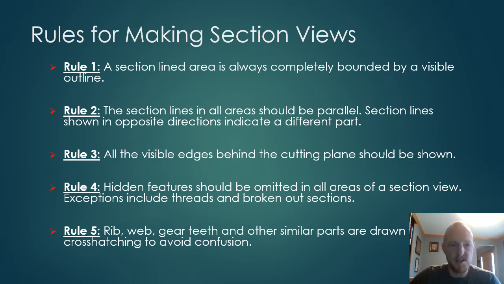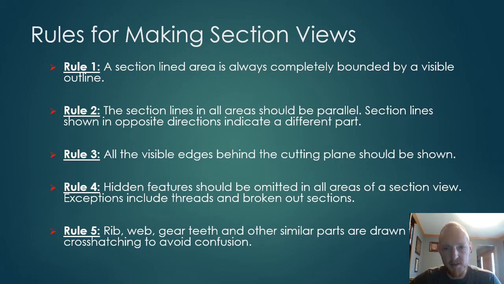Some rules for making section views. First, you want to make sure that the section lined area is completely bound by a visible outline, by object lines. So that crosshatch pattern that you're going to see that makes up the material that's been cut, it's going to be outlined by some object lines. The section lines should all be parallel to each other, and as I mentioned before, typically at 45-degree angles. The visible edges behind the cutting plane should be shown. You'll see that in my examples.